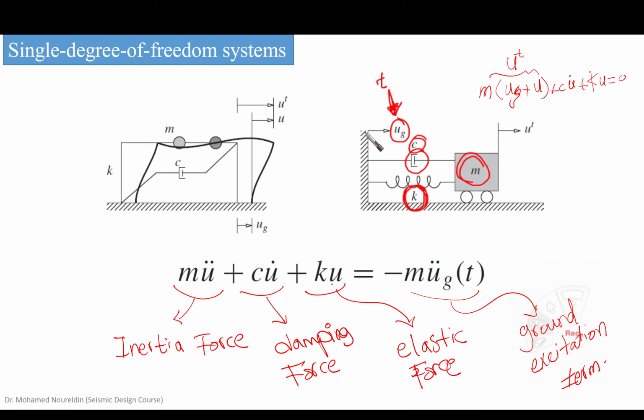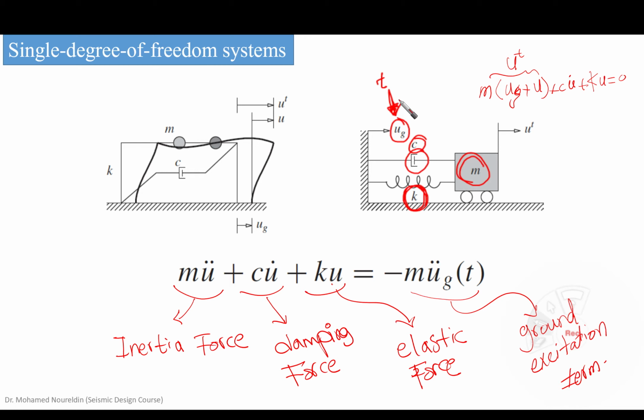This wall is moving with a displacement changing with time, and we are going to designate it with UG. Later on we're going to talk about it as the ground acceleration. And this mass is connected to this wall through two things: a spring with spring stiffness K, and a dashpot link, which has a damping coefficient.